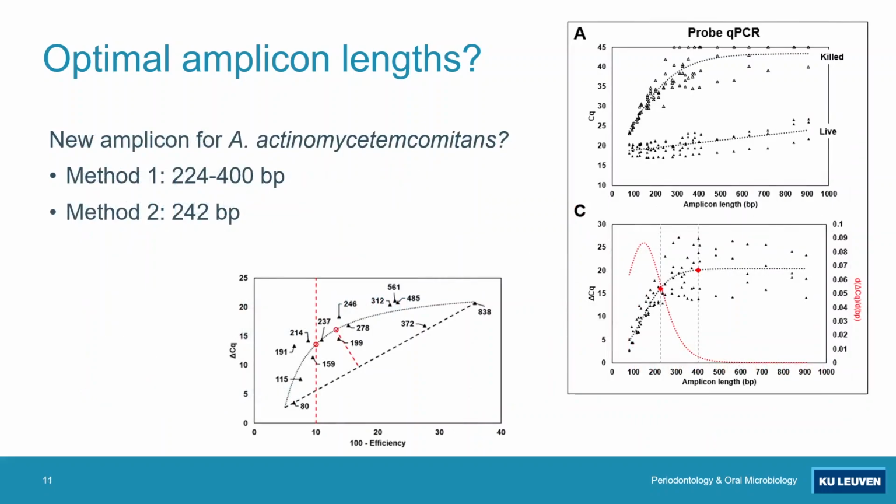So from both of these methods, we can then choose a new amplicon for Aggregatibacter actinomycetemcomitans. From method 1, we see that amplicons around 224 to 400 base pairs is pretty good, and from method 2, we see that 242 is ideal. So we chose the amplicon that we had already designed between these two, being 237.